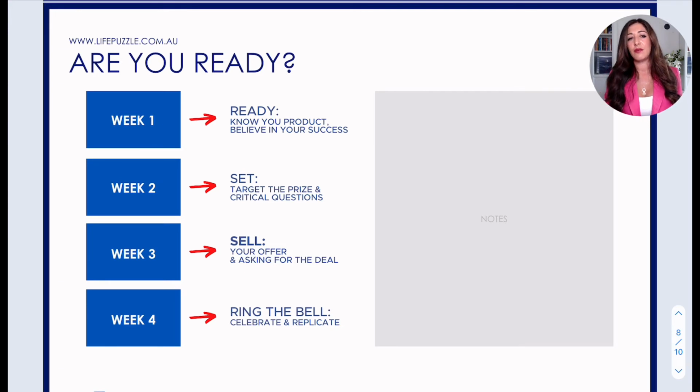Then we look at week 2, which is about targeting the prize and asking those critical questions that allow us to make the sales process much more seamless, much more effortless, and actually get us to the point of being able to sign off and close on that value right away. The next element, week 3, is all about sell.